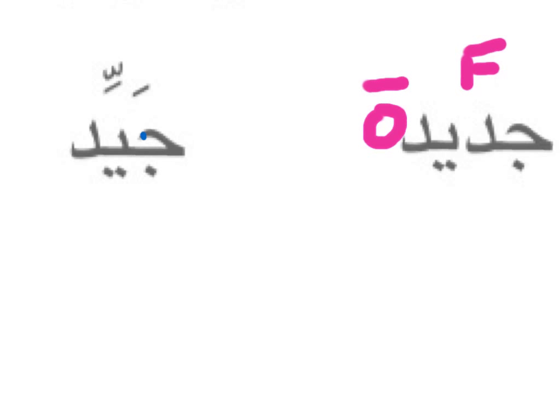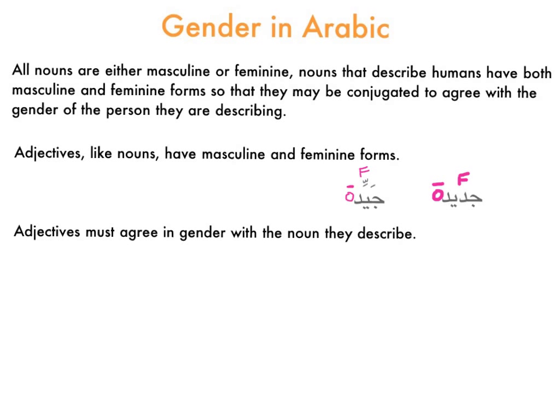Another example is the adjective jayyid, which means good, and it is a masculine adjective. If we want to make it a feminine adjective, like the previous example that we explained, we only add ta marbuta to the end of the word and it becomes jayyida, and now it's a feminine adjective. Adjectives must agree in gender with the noun they describe.